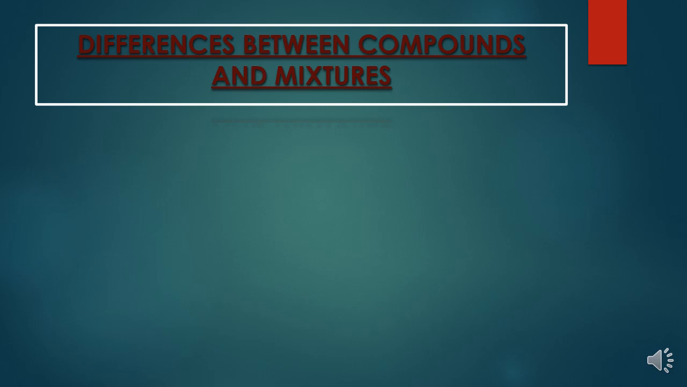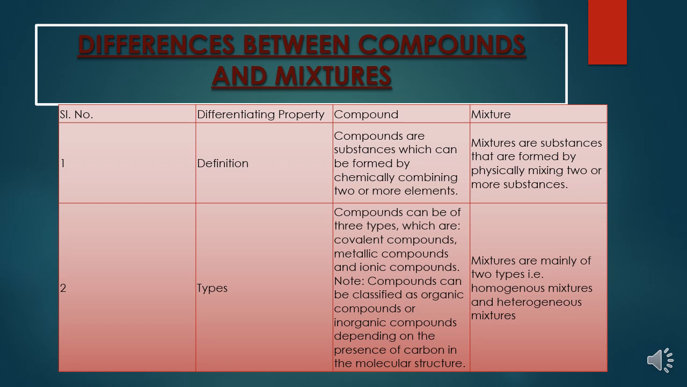So after understanding those terms briefly, we are now going to explain the differences between compounds and mixtures. The first difference is in their definitions. A compound is a substance that can be formed by chemically combining two or more elements. You need to know that it is a chemical combination of two or more elements, whereas a mixture is just a physical combination of two or more substances. They are physically combined.